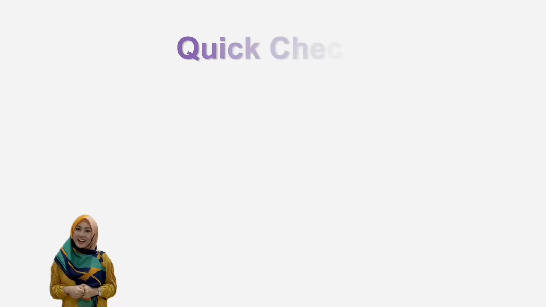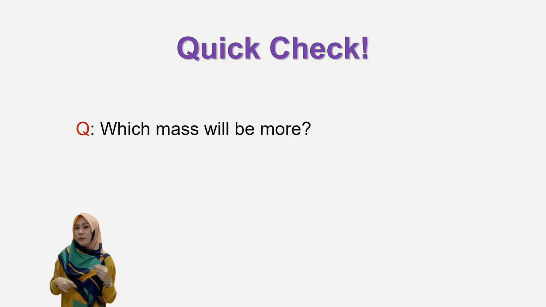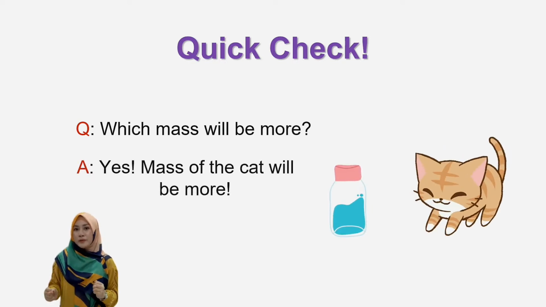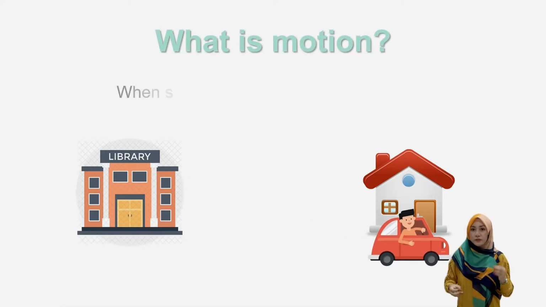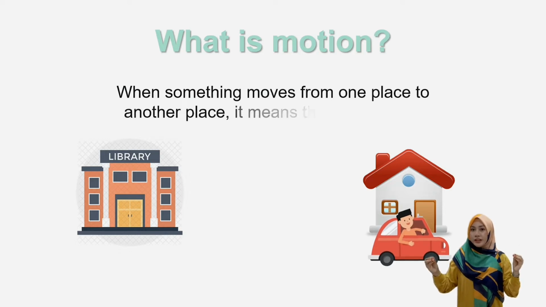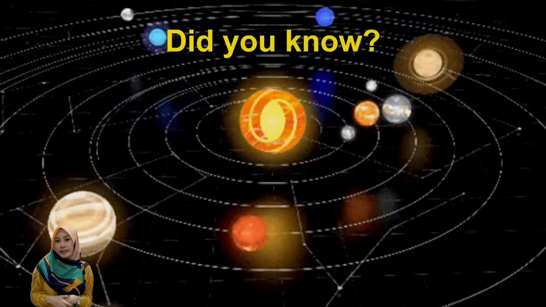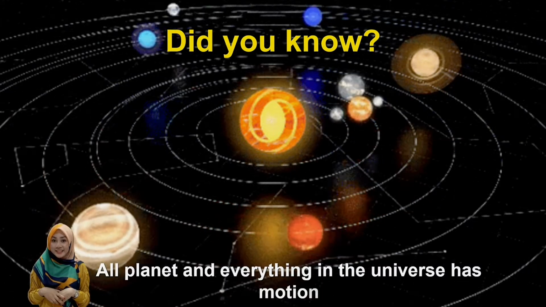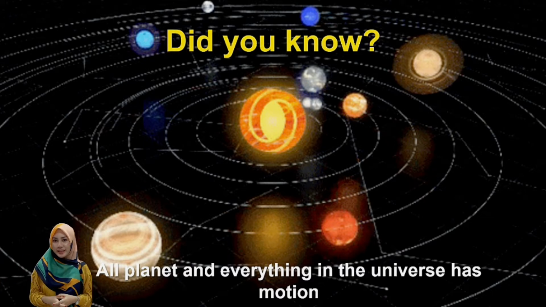Now, quick check time. Which mass will be more? A water bottle or a cat? Yes, the mass of the cat will be more. Now, what is motion? When something moves from one place to another, it means there is motion. Did you know all the planets and everything in the universe have motion? Yes, very good. All planets move from one place to another according to their orbit.